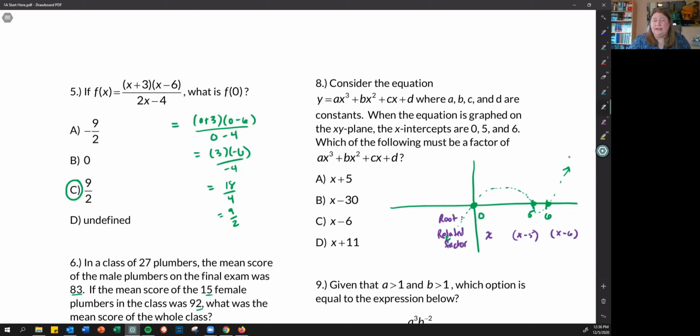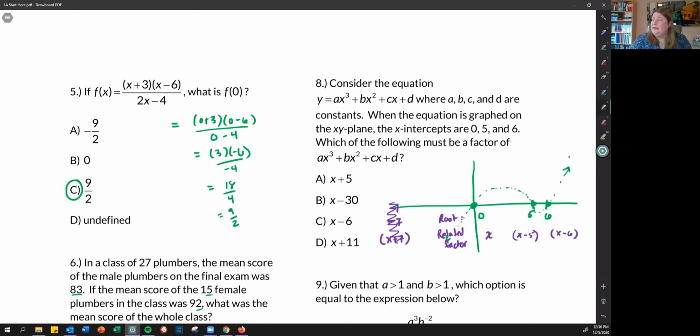A root of 0 always gives you x, and then a positive root would be x minus that number. If I happen to have like a negative 7, there would be a related factor of x plus 7. I'm going to cross that out because it's not really in this question. I just wanted to show you negative roots will give you a positive factor with a plus. Positive roots will give you a factor with a minus. And then you just use the same number.